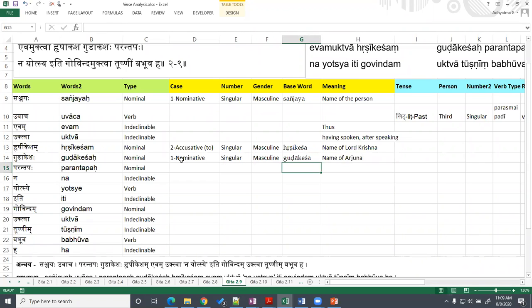Parantapaha. This is also nominative singular masculine. And the base word here is Parantapa. It means scorcher of the enemies, or you can say vanquisher of the enemies. So one who, it means paran tapayati. Paran means enemies, and one who literally means scorches them, but essentially it means one who defeats the enemies, one who removes the enemies. Na is indeclinable, means not.